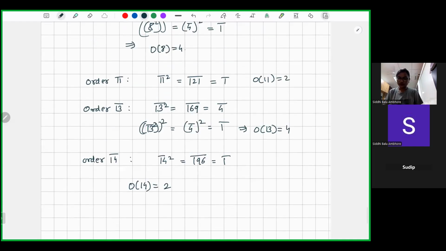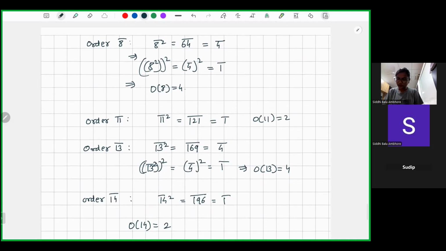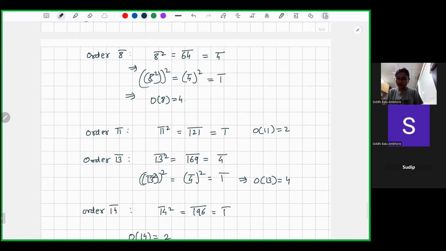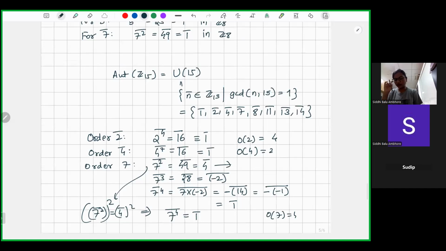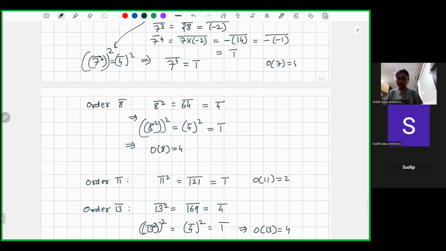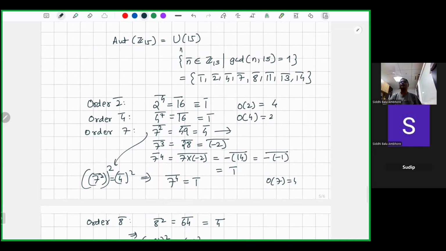So we got 3 elements of order 2, and the rest were of order 4. So that's how you can do it. The maximum possible order in this case is 4, and the minimal possible order in this case is 2.